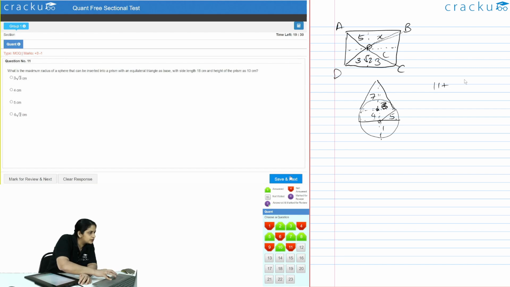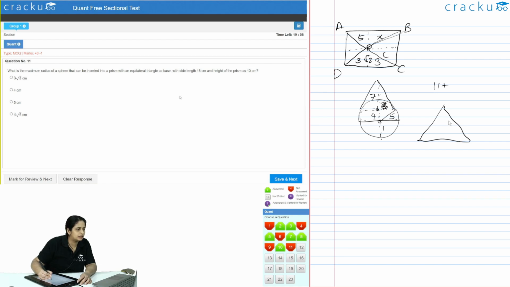What is the maximum radius of a sphere that can be inserted into a prism with an equilateral triangle as base, with side length and height of the prism 18 centimeters? So essentially we have to make sure that the radius does not exceed 10 centimeters. If it does not exceed 10 centimeters, then the largest circle that can be fit into this triangle is this. The side length is 18.